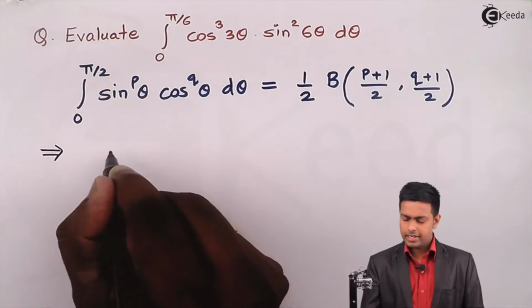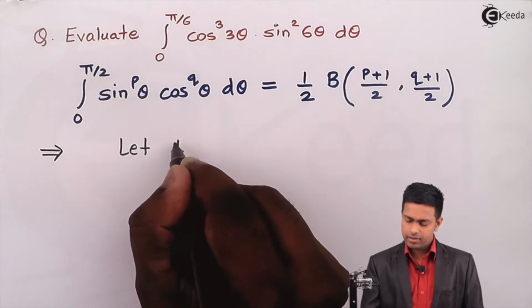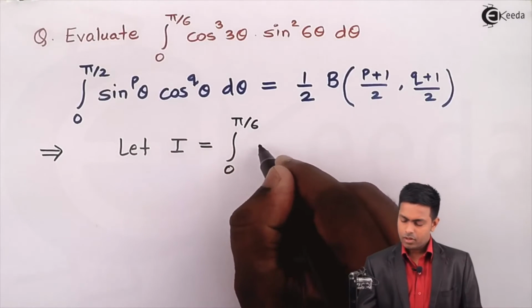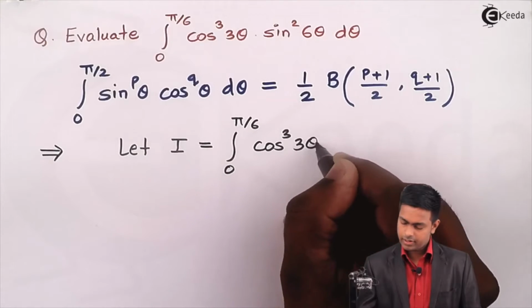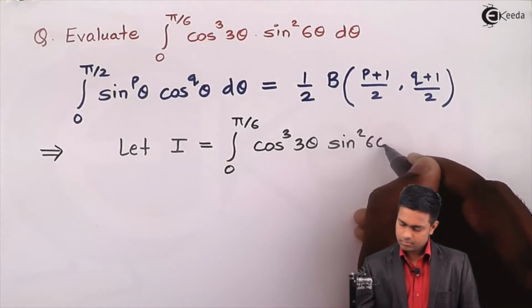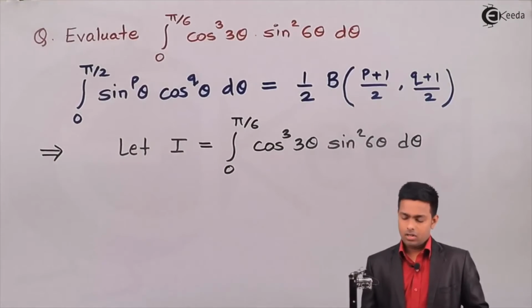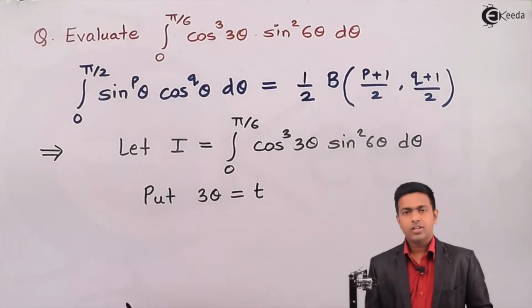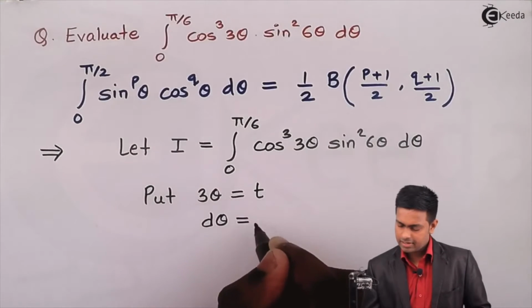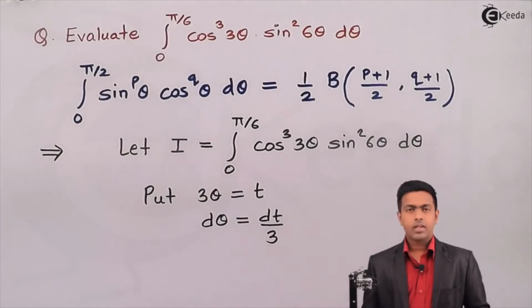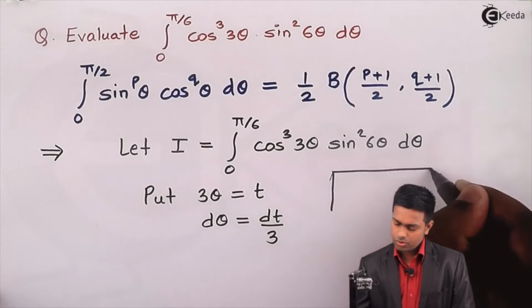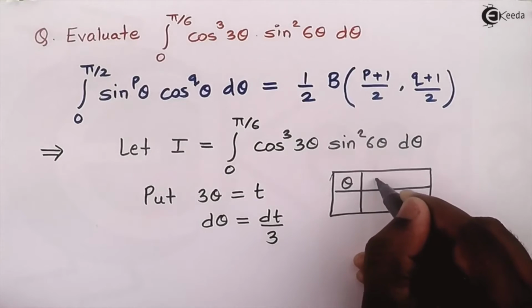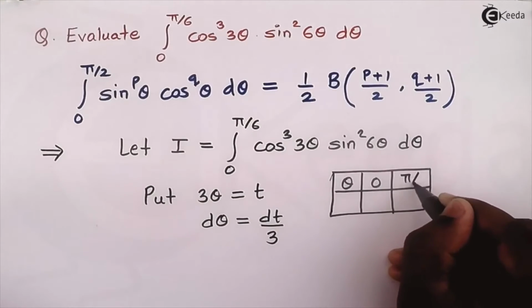Here first of all, I'll say let this given integral be equal to I, that is, from 0 to pi by 6 of cos cube of 3 theta. Now here we'll put 3 theta equal to t. So this will give us d theta as dt by 3. Let's see the limits. The limit for theta is from 0 to pi by 6.